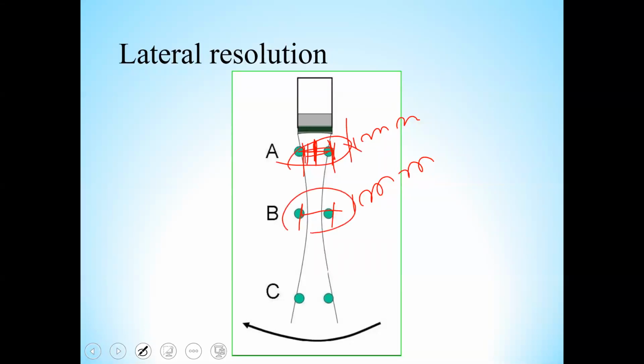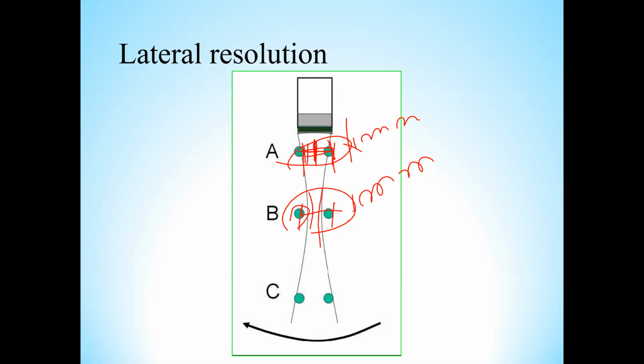But if you place the same structures at 1 mm apart from each other at the focal point, the region of the beam where the beam is the narrowest one, then they will appear separate from each other because they do not lie in a single beam. So you have to place the structure at the focal point for achieving better lateral resolution.